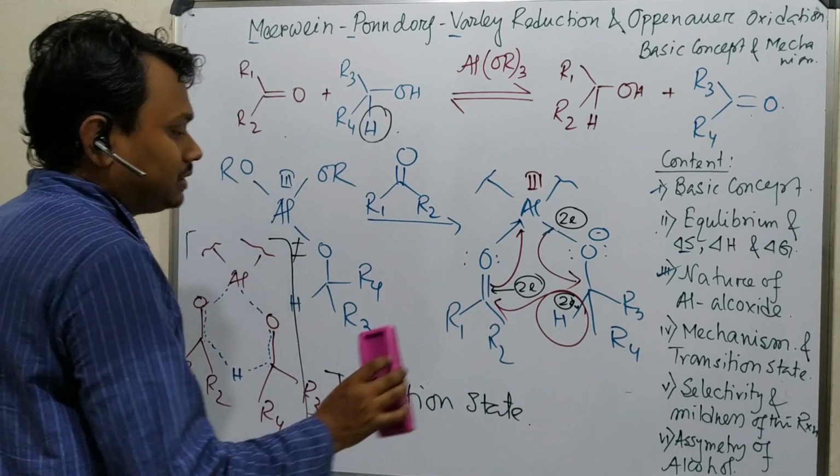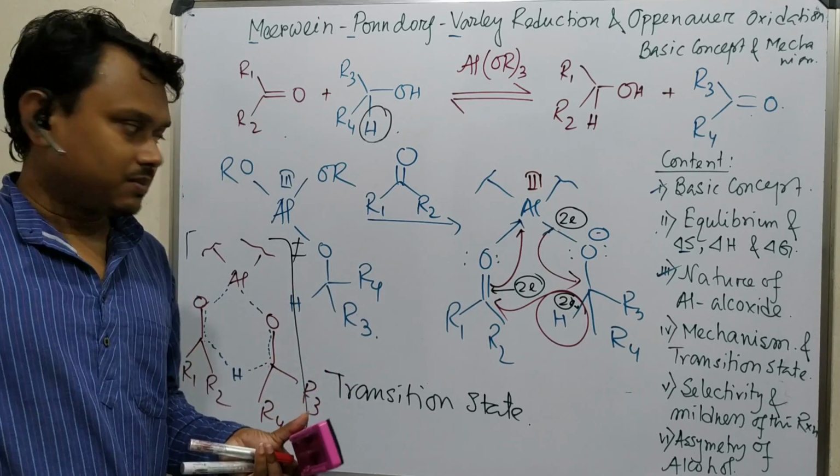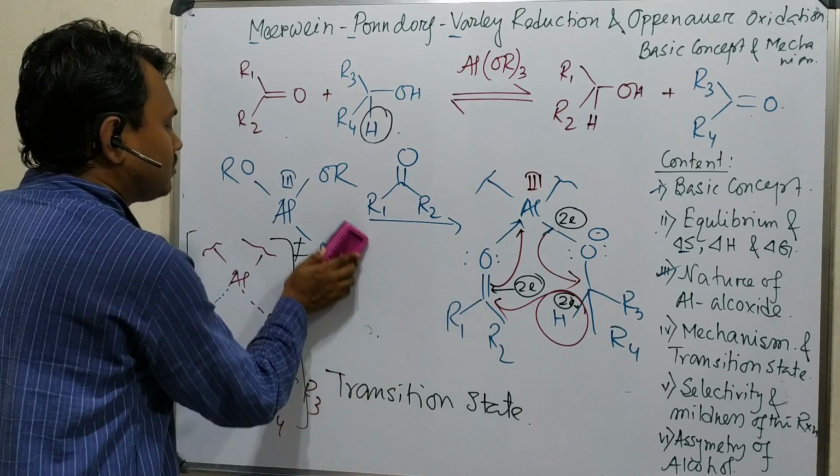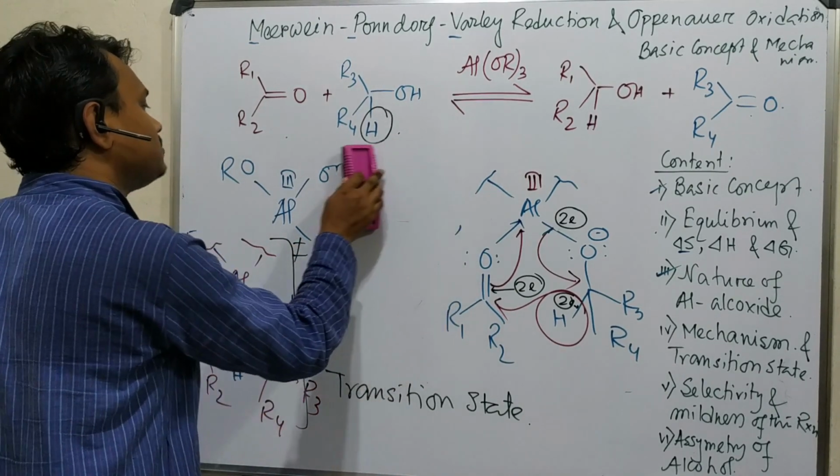Now we have discussed the mechanism for the formation of the transition state. Now another thing, asymmetry. Let's discuss asymmetry. After that I will discuss the mildness of this reaction. Okay, so let's discuss the asymmetry.